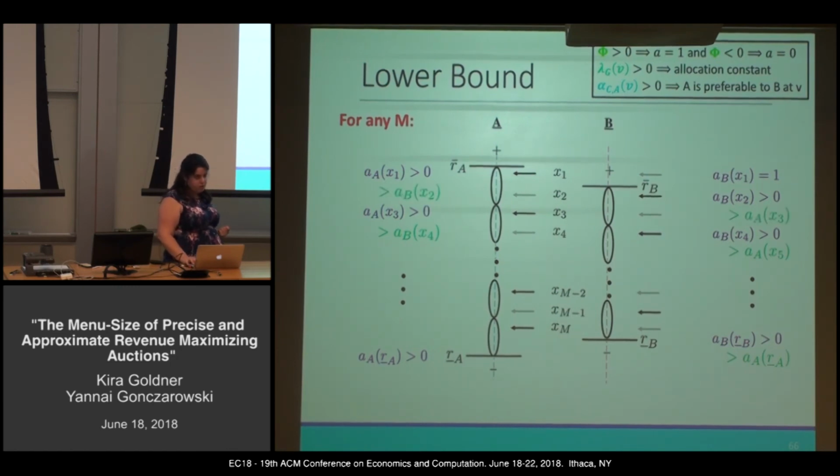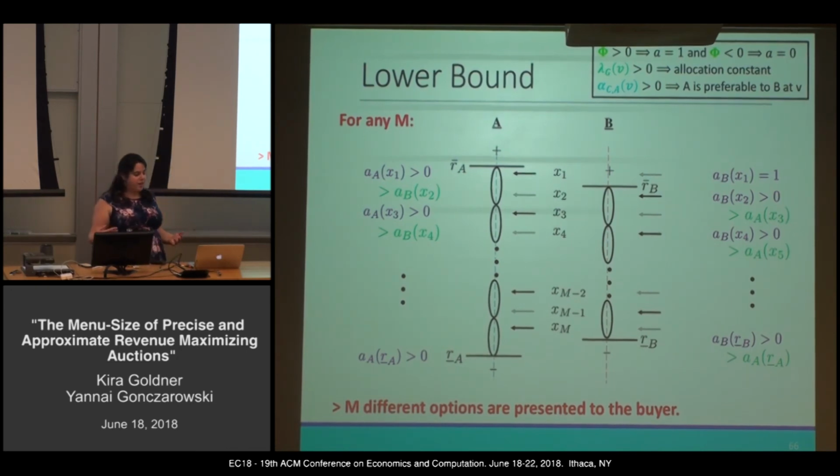Okay? So the point is that if they're all positive and they're strictly increasing, then I wind up with m different points. I haven't said how do I satisfy this. I'm just saying that it's a lower bound. I at least have to satisfy this. So I'm winding up with at least m different probabilities that I'm offering to the buyer. Okay?